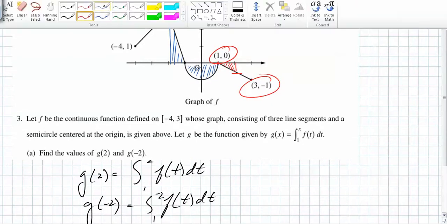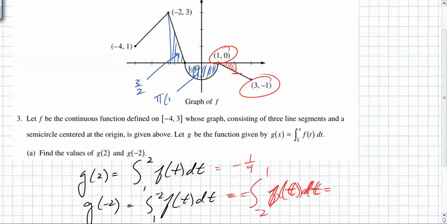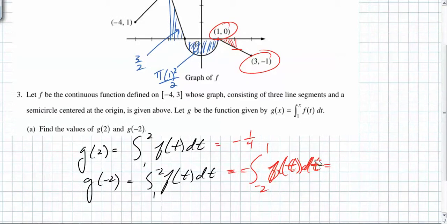So what's the area right there? This is just a base of 1 and a height of 3, so it's going to be 3 over 2. And then you have to subtract this. What's that going to be? Pi r squared all over 2. So what's this one going to be? Sorry, this funky layer issue happens sometimes. It's going to be negative 3 over 2 minus pi over 2.